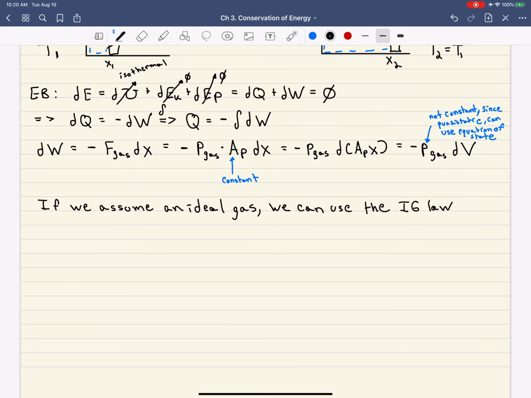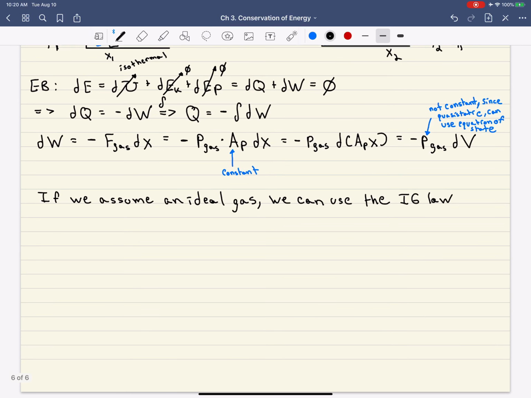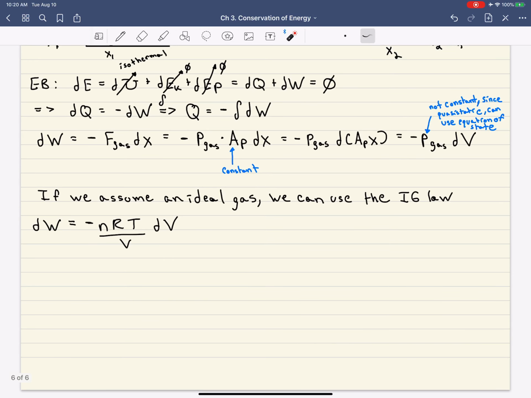Right, and so what we could do is, in this dW is equal to negative P gas dV equation, replace P gas with the result from the ideal gas law. So now dW is going to be equal to negative moles times the gas constant times temperature divided by volume, times dV. All right. And so what we now have here is an equation with volume inside of it, and now it'll be a little bit easier to manipulate.